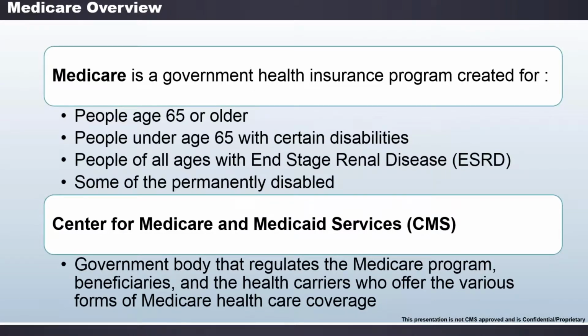Medicare Overview. Medicare is a government health insurance program. It's created for people 65 and older, and people under the age of 65 with certain disabilities. So if they've been on Social Security disability income for 25 months or longer, they would qualify. And then people of all ages with end-stage renal disease, ESRD, and some permanent disabilities as well. CMS is the Centers for Medicare and Medicaid Services. It's a government body that regulates the Medicare program, beneficiaries, and health carriers who offer various forms of Medicare health care coverage.